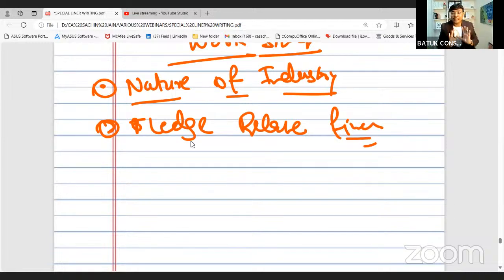Ledger related findings. You are going to check the complete ledger, each and every ledger. If there is any observation related to any ledger, whether it is related to debtor, creditor, income, expenditure, just put it in your ledger related findings.